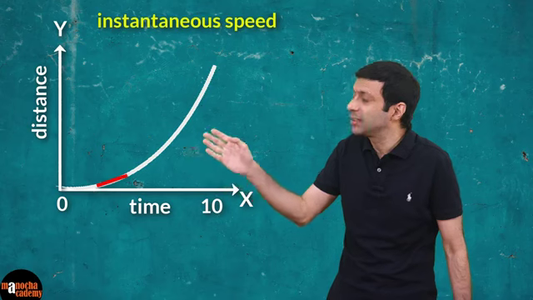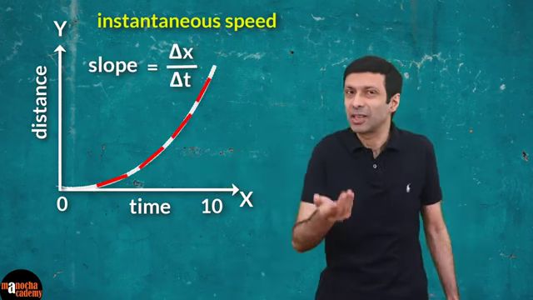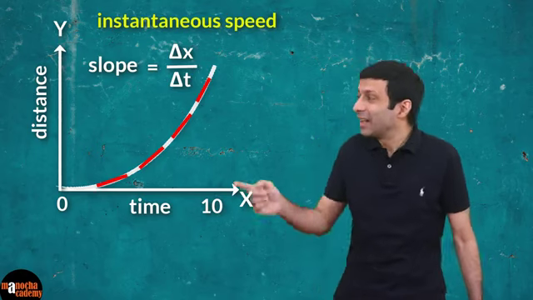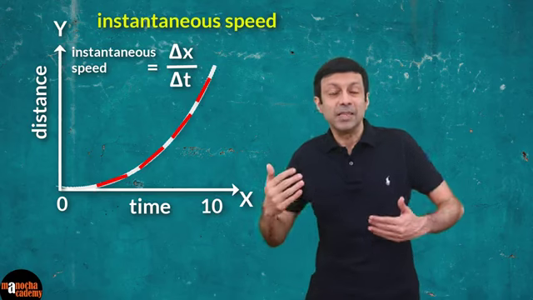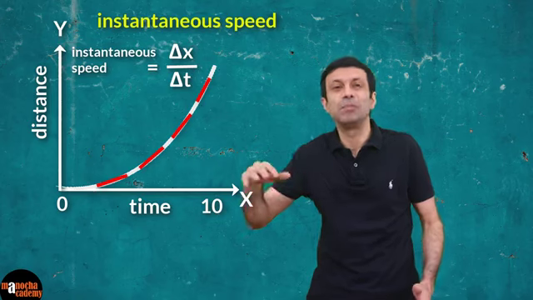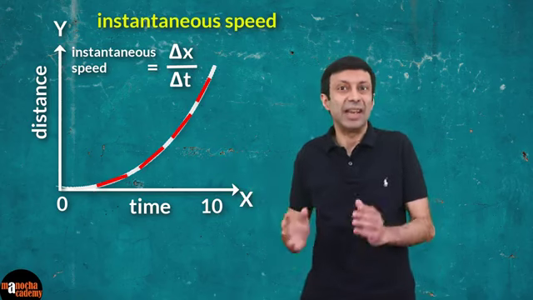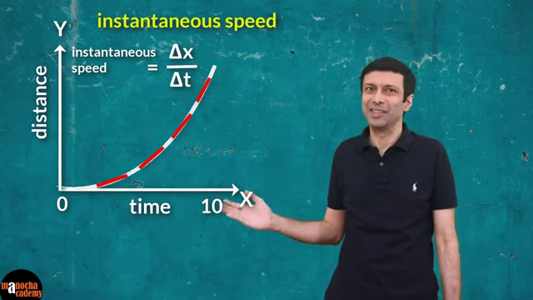And at different points in this curved graph, the slopes of the tangent will be different. So what can we conclude, guys? That's right, that the instantaneous speed of the body keeps changing, which means sometimes the body is going faster, sometimes it's going slower. Its instantaneous speed is continuously changing. It does not have a constant speed, as you can see from the graph here.